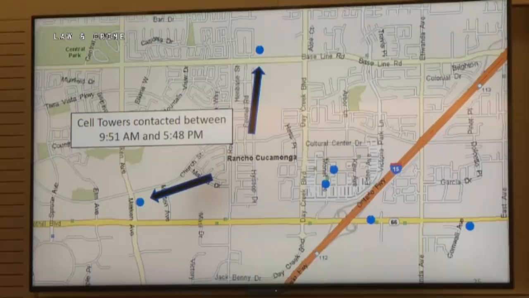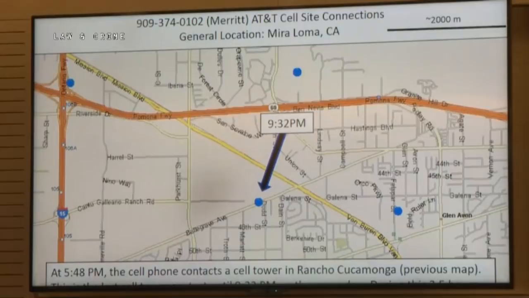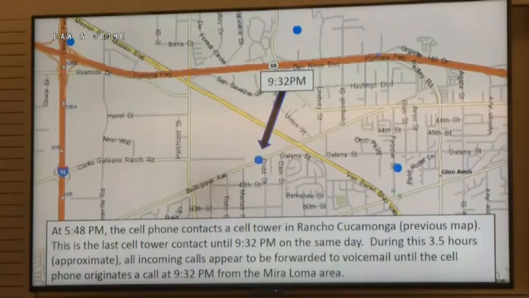Are we on 468 now? Yes. Okay. Are we still on the 4th? Yes. The next available call after the last cell tower connection at 5:48 p.m. is at 9:32 p.m. and it connects with a cell tower in, I call it, the Mariloma area. It's near Interstate 15, north of Norco, but south of Ontario. And you made that notation in writing on the bottom of the exhibit, is that correct? Yes. Is that accurate? Yes.